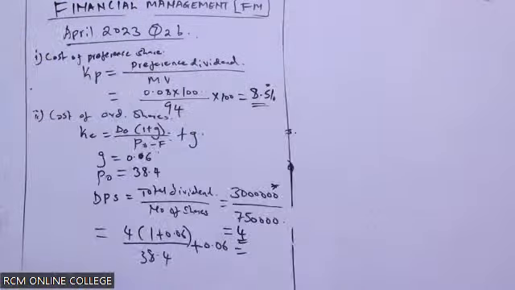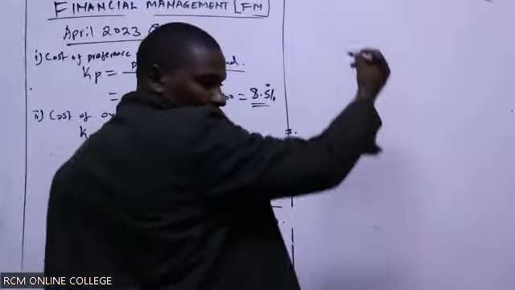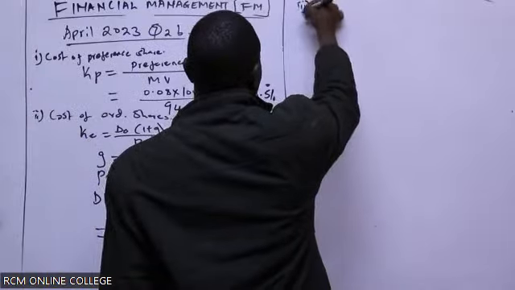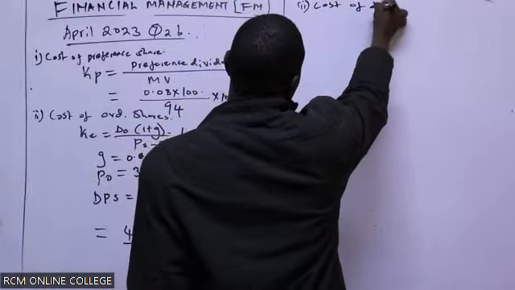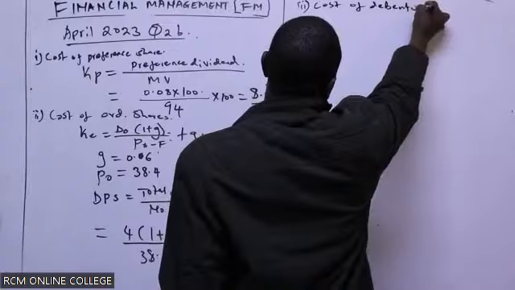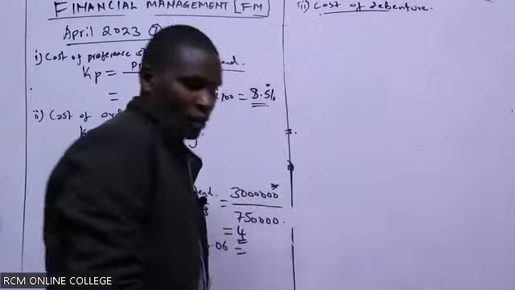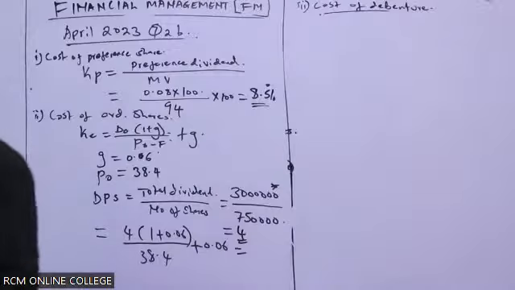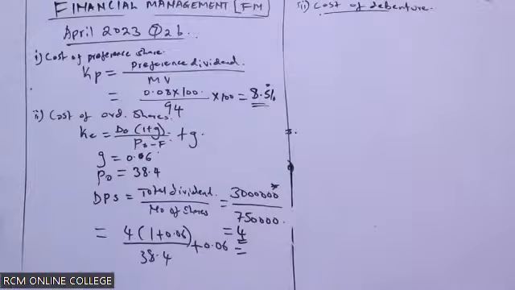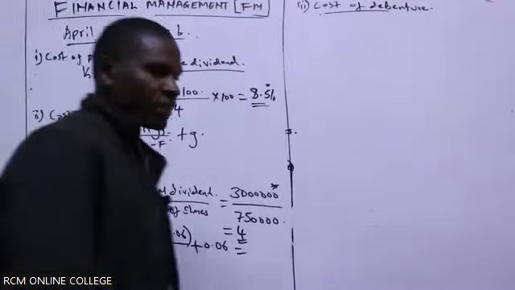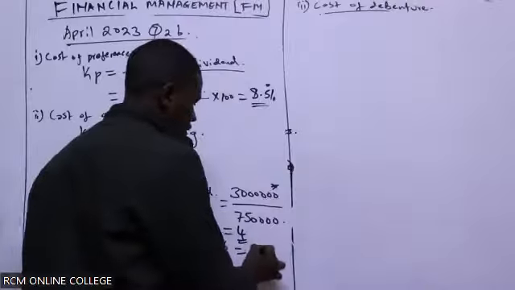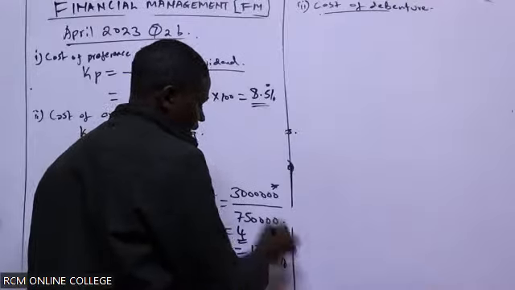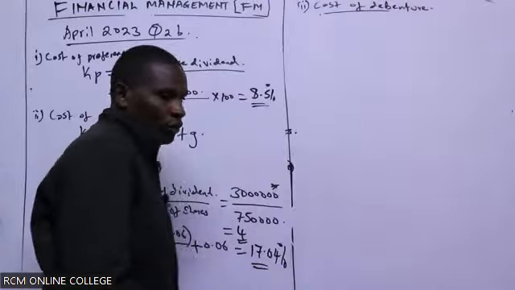Then we go to the next one. The next one is they want us cost of debenture. Cost of debenture ndio itakuwa next. Cost of debenture ndio ya tatu hapa. The cost of debenture. 17.04%. Asante.